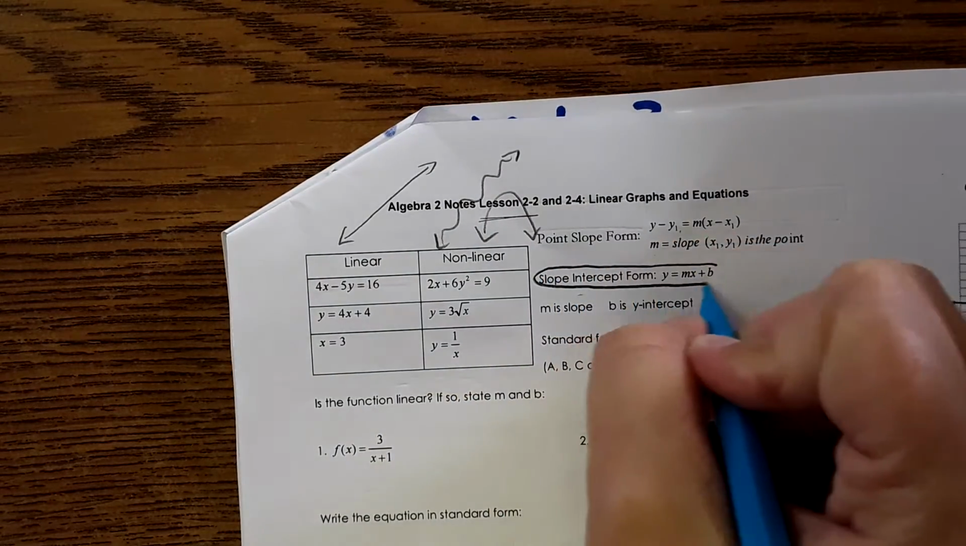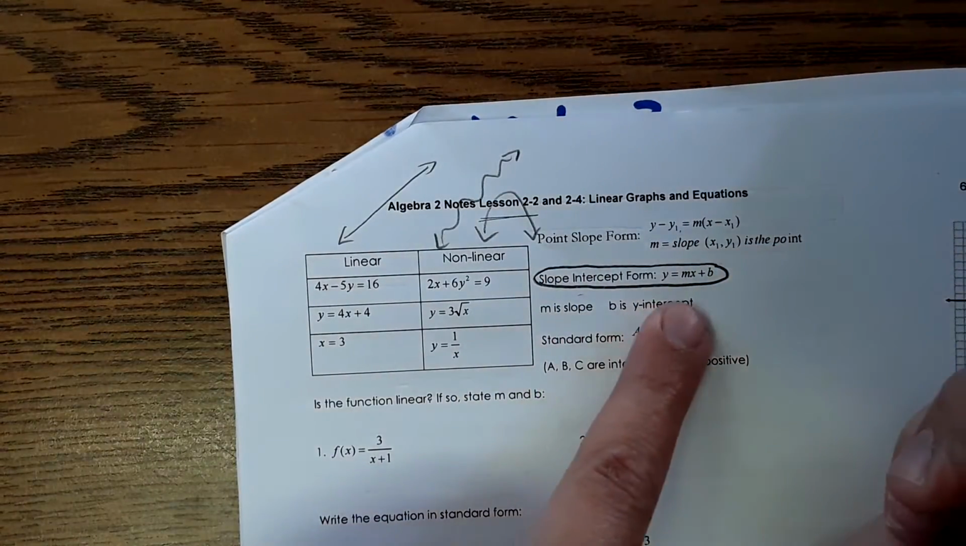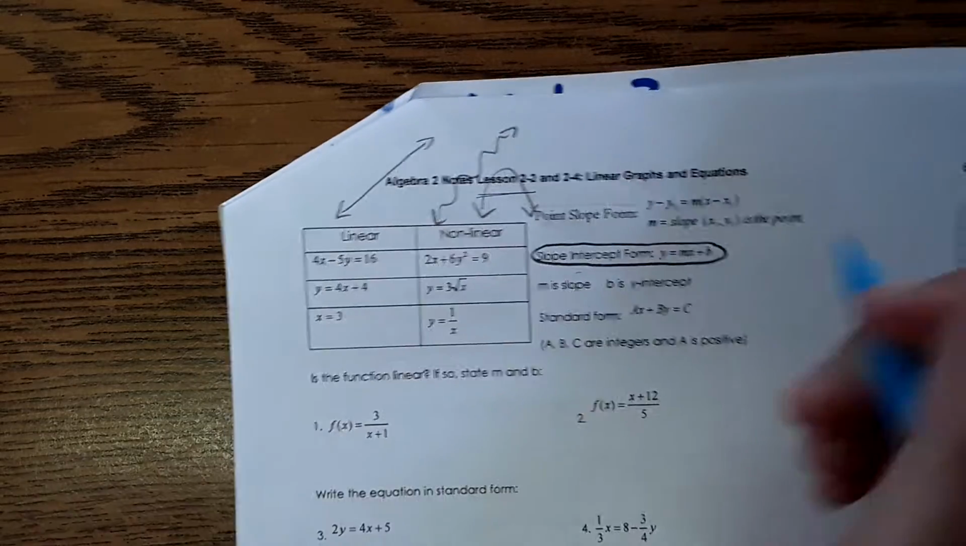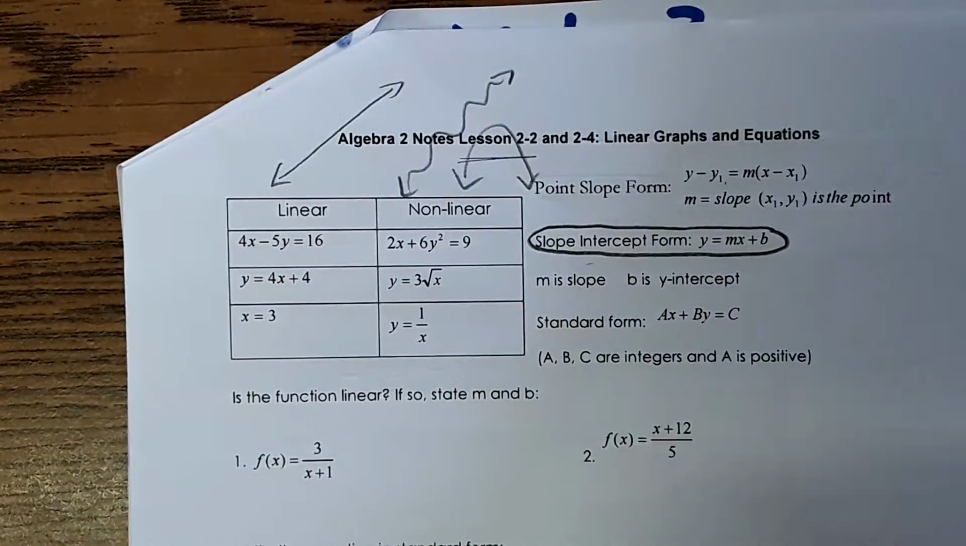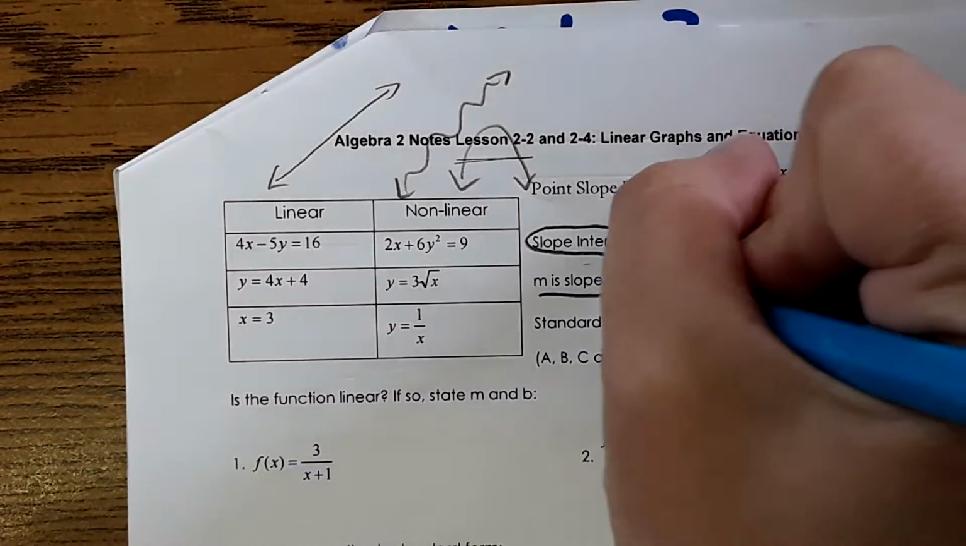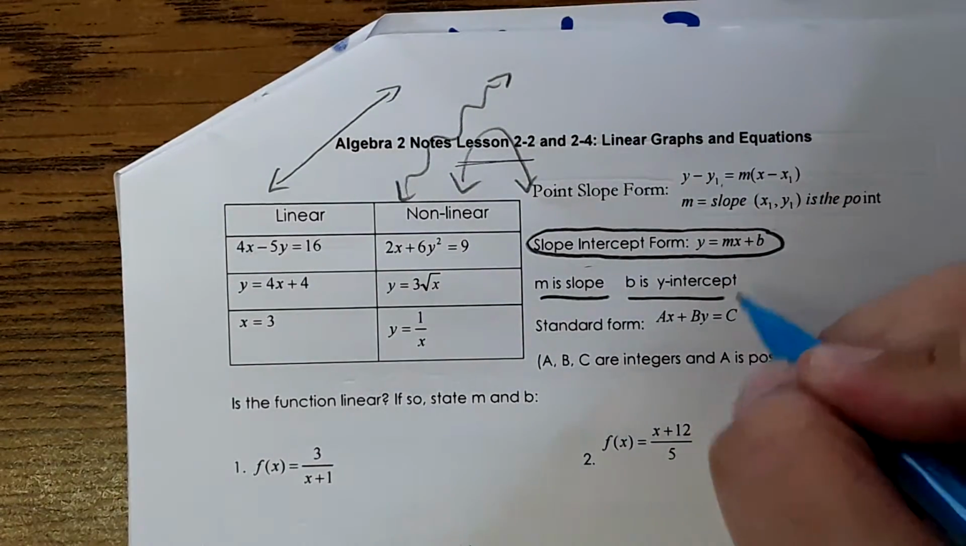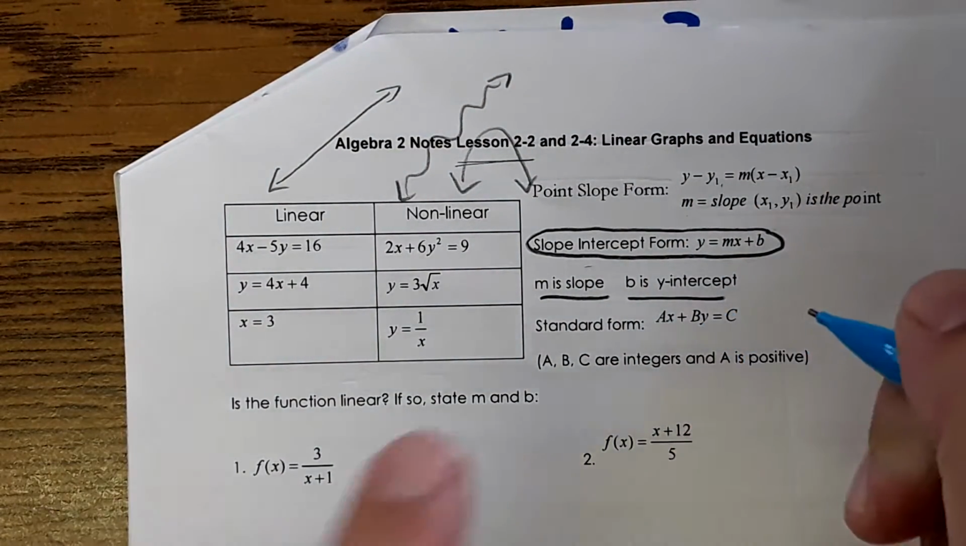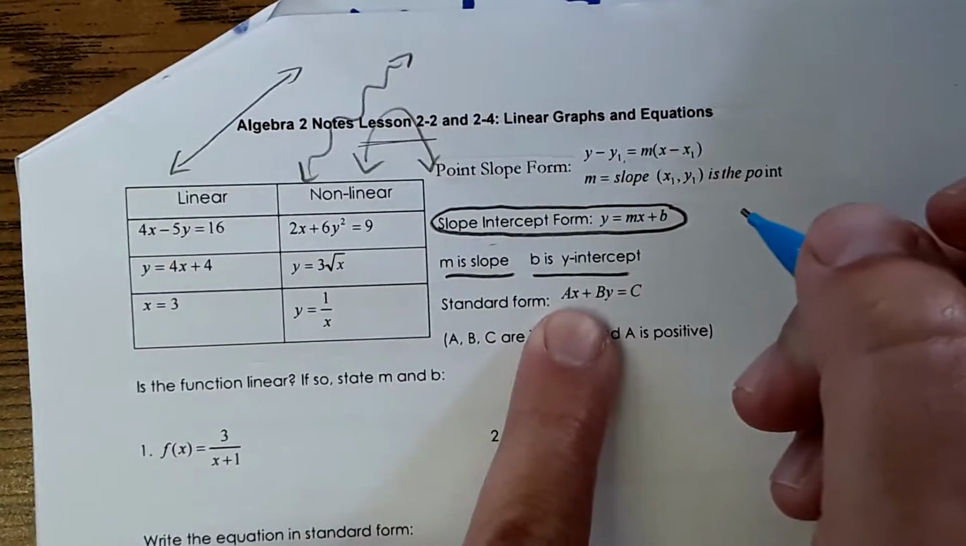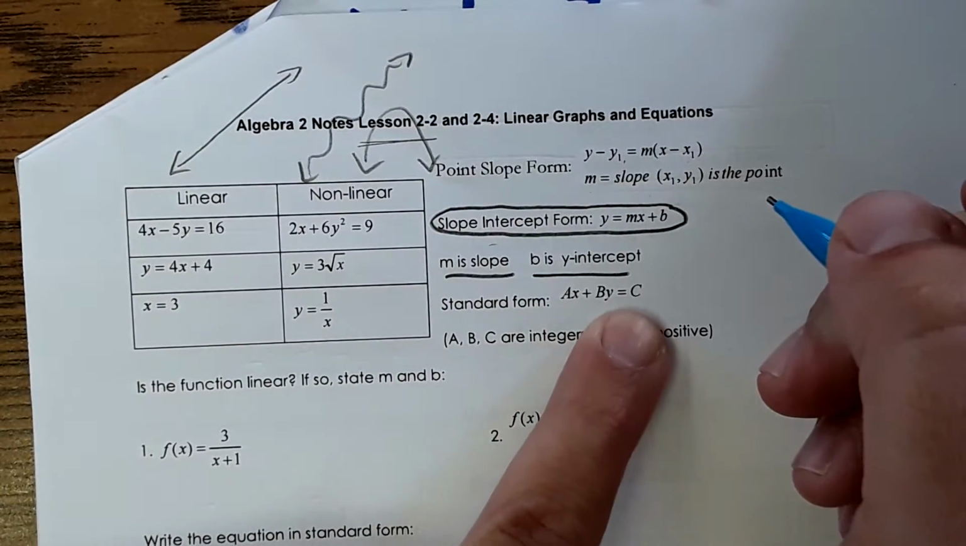This is the one that you're probably most familiar with from Algebra 1, that you use the most, and we still use the most. M is slope, that should be familiar. B is your y-intercept, where the line crosses the y-axis. And then standard form is ax plus by equals c.